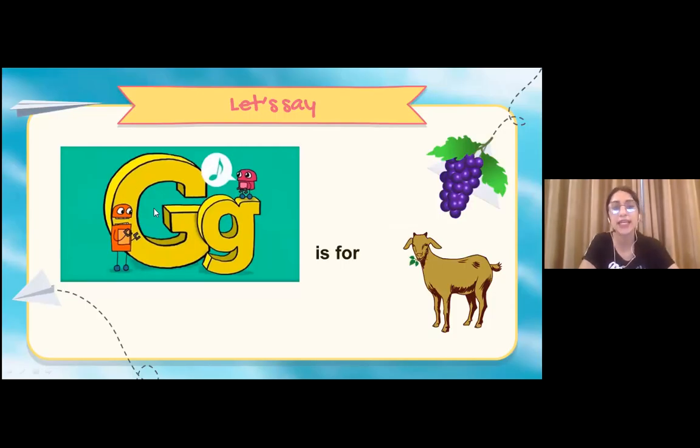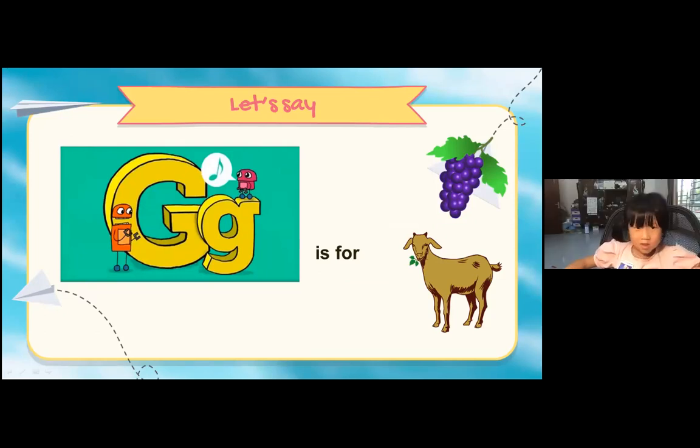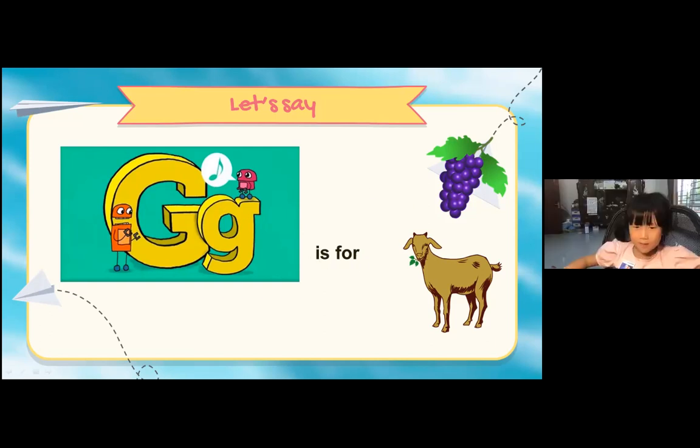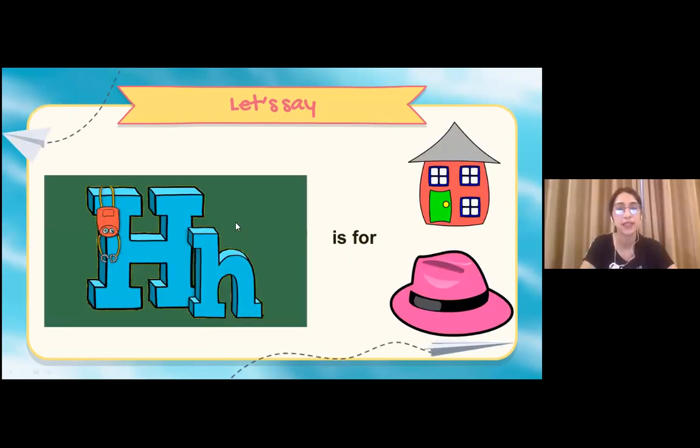And say here first, what letter is it? It goes G. G is for gray. G is for gold. Nice.